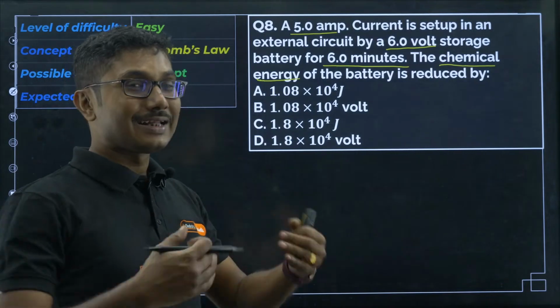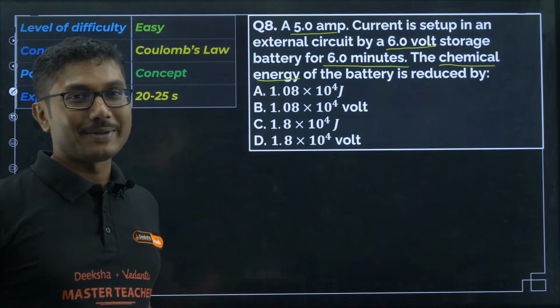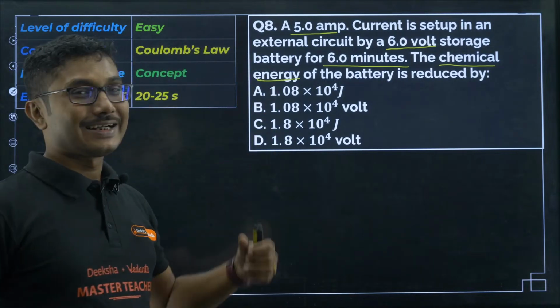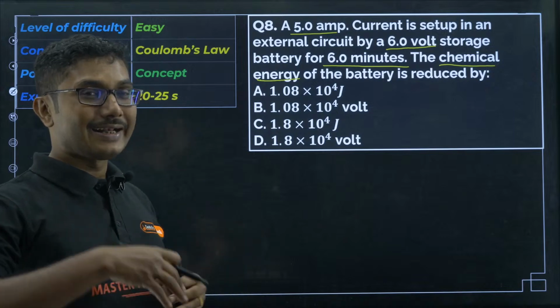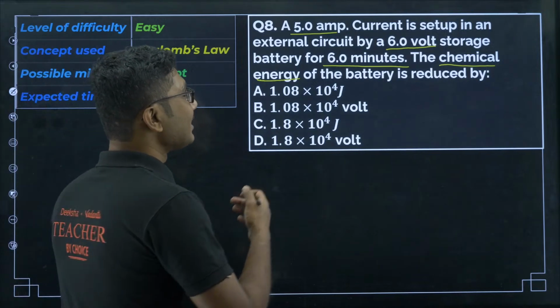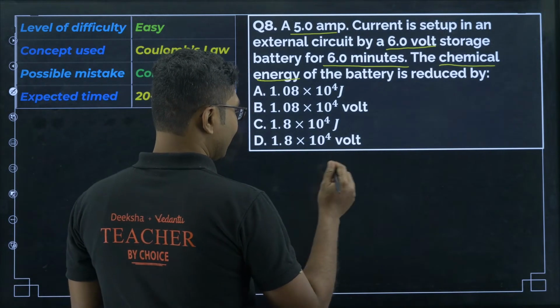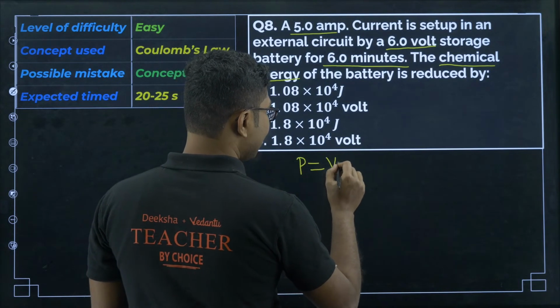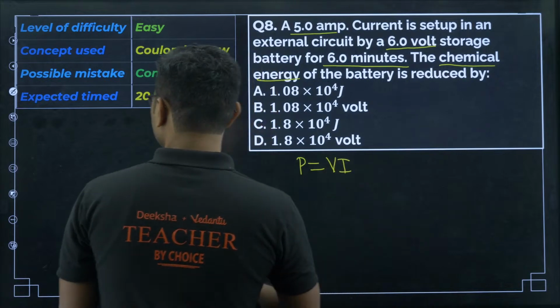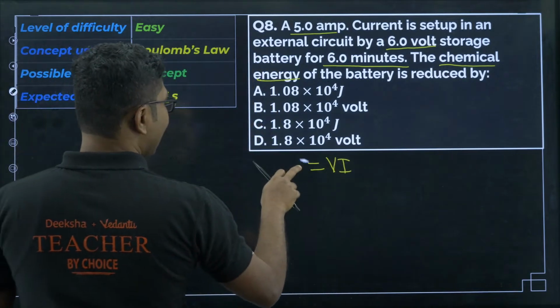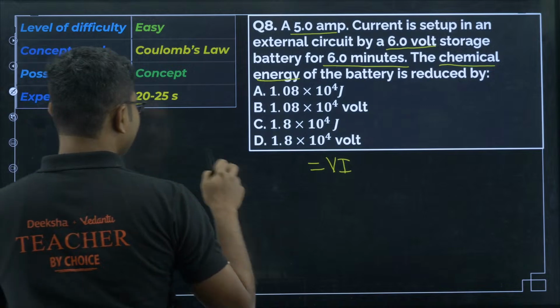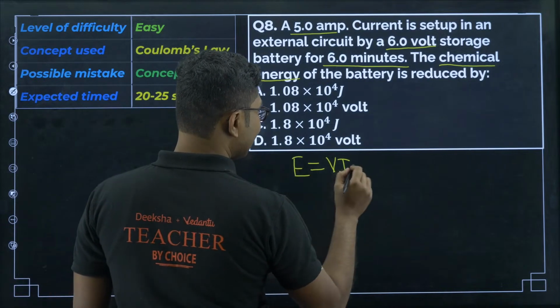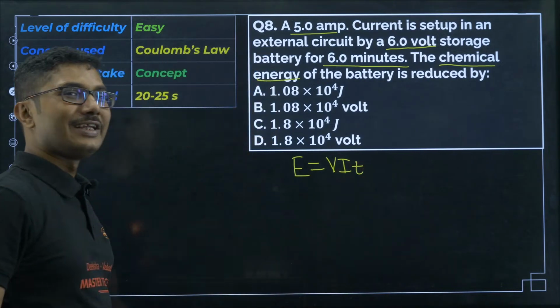So, whatever chemical energy is reduced by the battery, the same energy is converted by the circuit and utilized by the circuit. So, what is the formula for energy? First of all, power is basically, if you remember, power is VI, and energy is basically vitamin. If you eat vitamin, you will be energized always. So, it will be VIT.